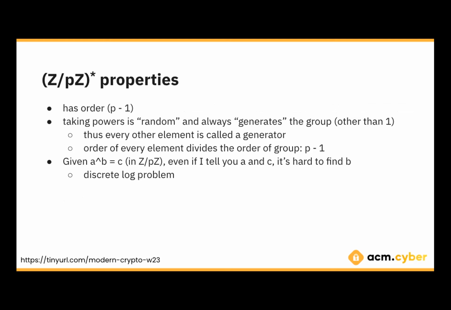But the real thing that we care about is that if we have this problem, a to the power of b equals c in Z mod pZ, if I tell you a and c, it's really hard to find b. This is also known as the discrete log problem that Gary mentioned. If this was not in Z mod pZ, you can just take the log base a of both sides and you get b. Okay, so snap back to reality.